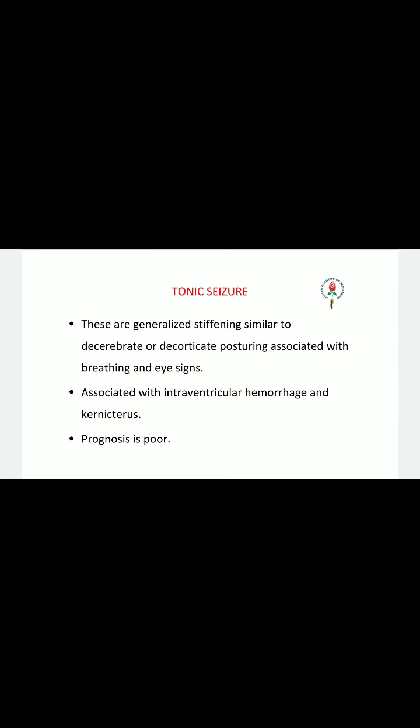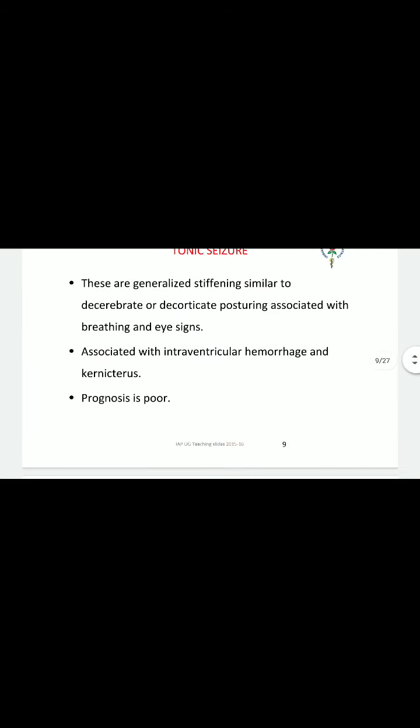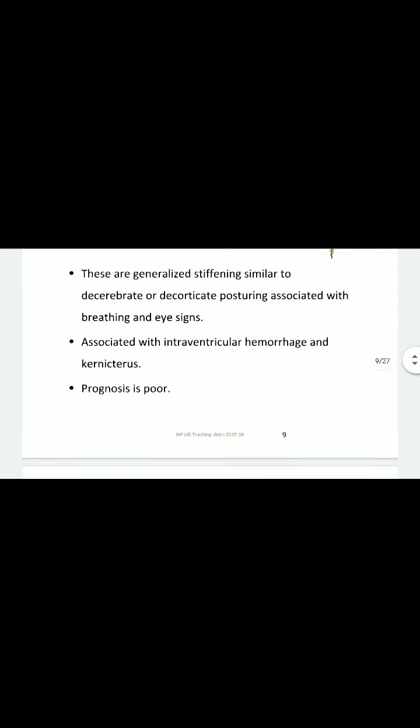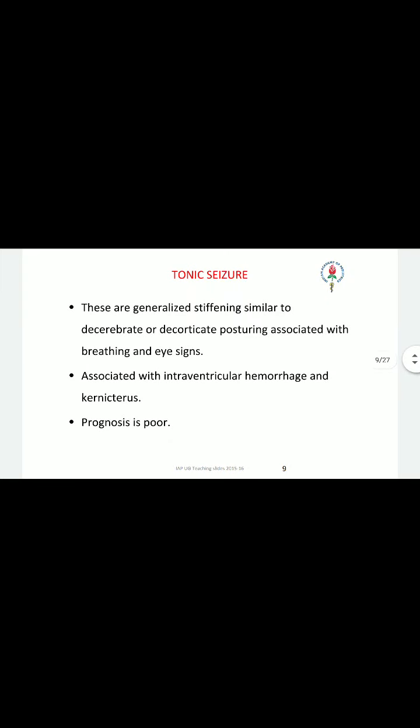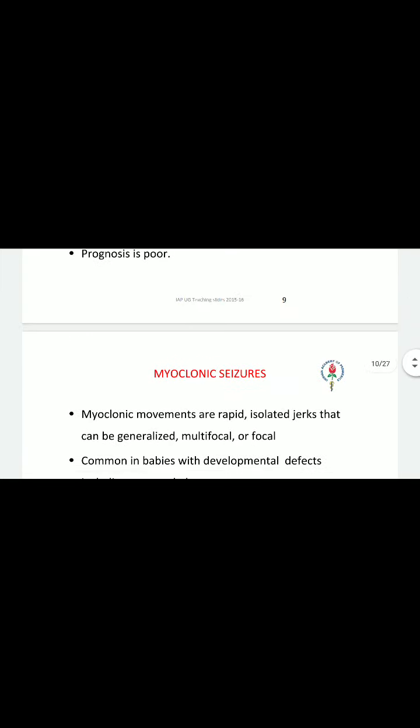Tonic seizure is generalized stiffening in extension. Stiffening, similar to decerebrate or decorticate posturing, associated with breathing and eyesight changes. It is usually associated with intraventricular hemorrhage and kernicterus. You all know that when the bilirubin goes more than a certain level, it can damage the brain. That's called kernicterus. Usually, whenever a tonic seizure is observed, the prognosis is poor.